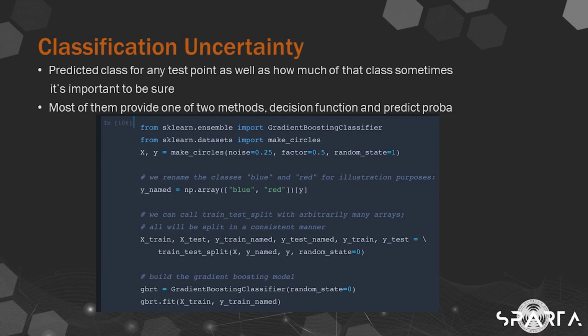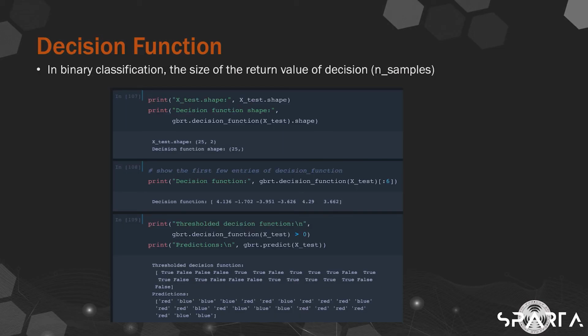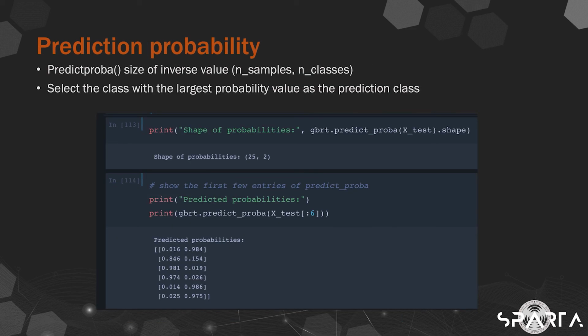There are two different functions in Scikit-learn that can be used to obtain uncertainty estimates from classifiers: decision function and predict proba. In the binary classification, the return value of decision function is the shape and samples, and it returns one floating point number for each sample. The output of predict proba function is a probability for each class and is often more easily understood than the output of decision function.